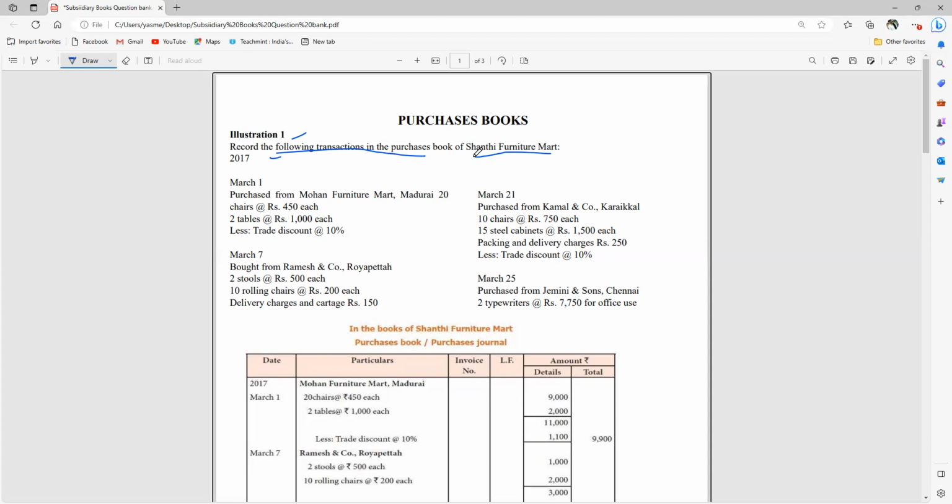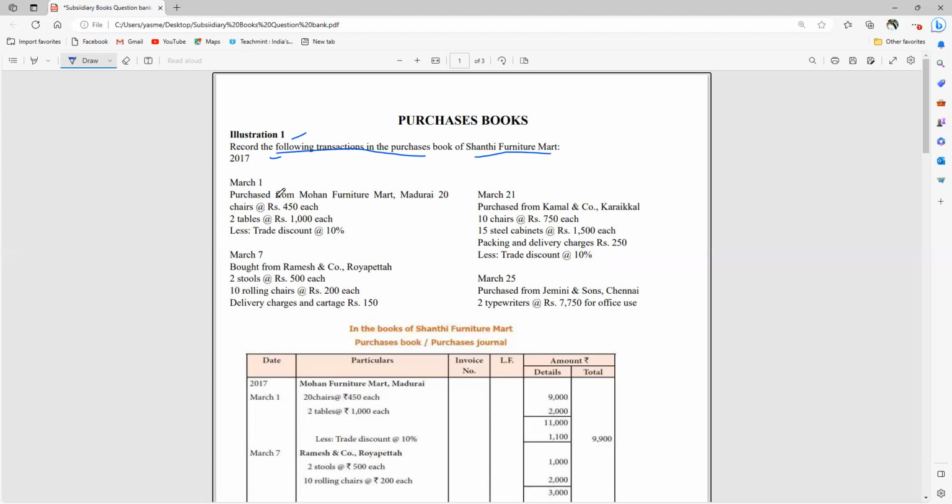Whenever you, as an individual person, want to buy furniture, you visit a furniture shop, right? There you see what their work is. They buy or make the furniture and sell it in the market to the customers. That is their business. In the same way, here there is a furniture business known as Shanti Furniture Mart. They are buying the chairs, tables, stools, cabinets, or anything to sell in the market to the customers. That is why here it is goods purchases only, purchases of business goods only.